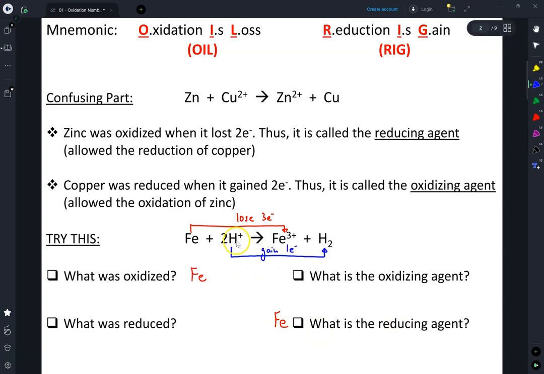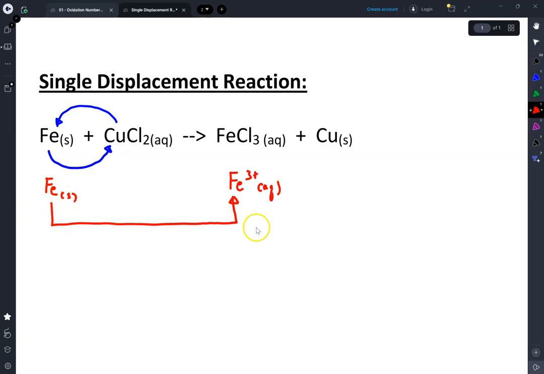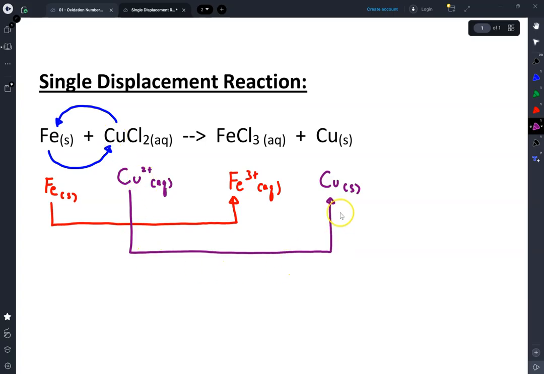On the other hand, each hydrogen cation gains an electron to become a neutral hydrogen atom. Since reduction is gain, the hydrogen ion has been reduced, making it the oxidizing agent as it causes the oxidation half of the reaction. If you'll recall, back in grade 10 and grade 11 chemistry, you learned about single displacement reactions. In this particular reaction, solid iron is placed in an aqueous solution of copper(II) chloride. In so doing, the iron and copper swap places, turning the solid iron into an aqueous iron(III) ion, and the aqueous copper(II) ion into solid copper.